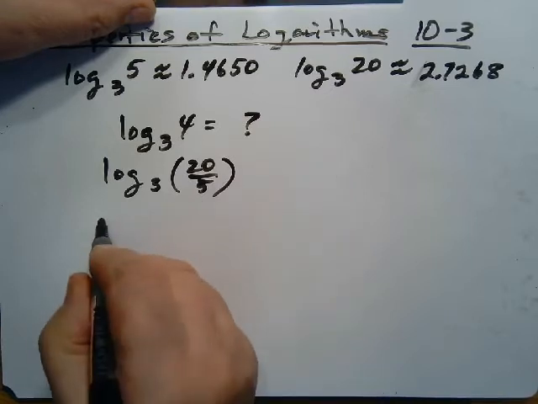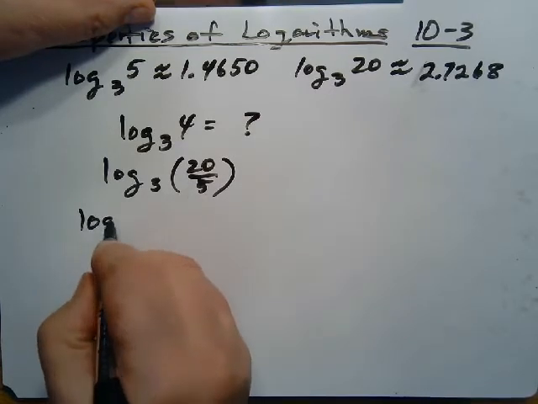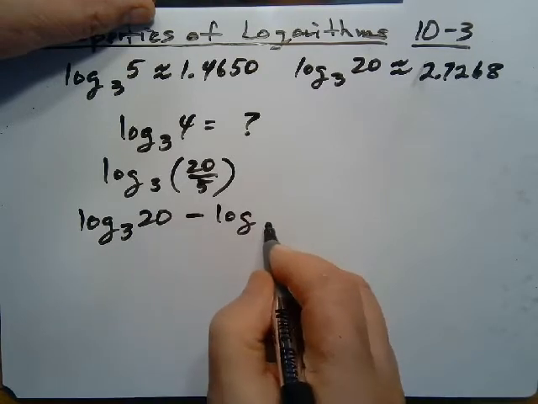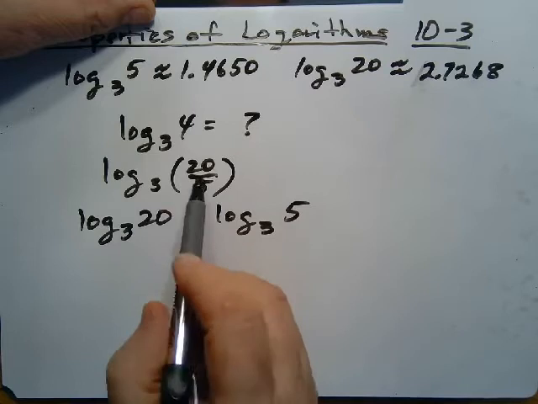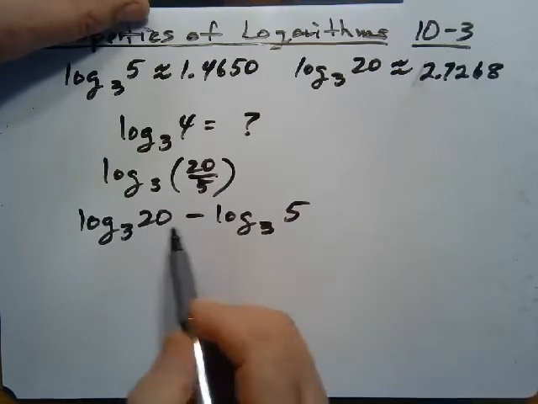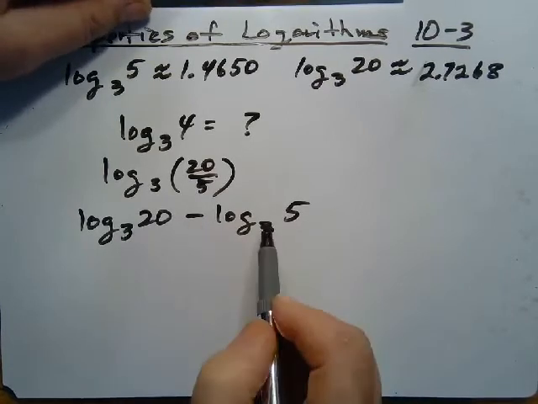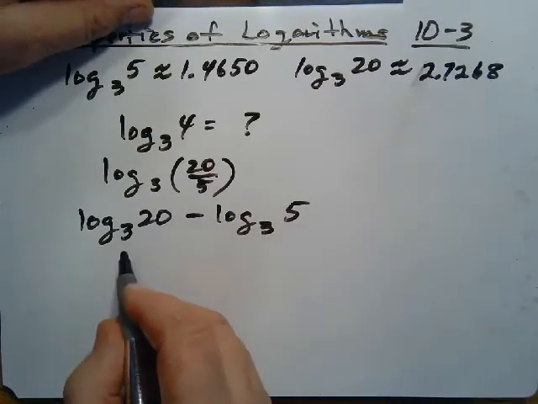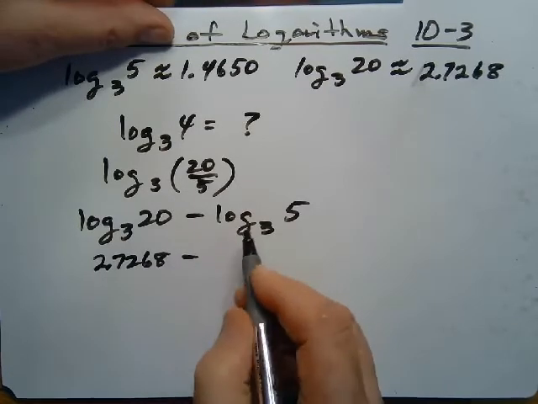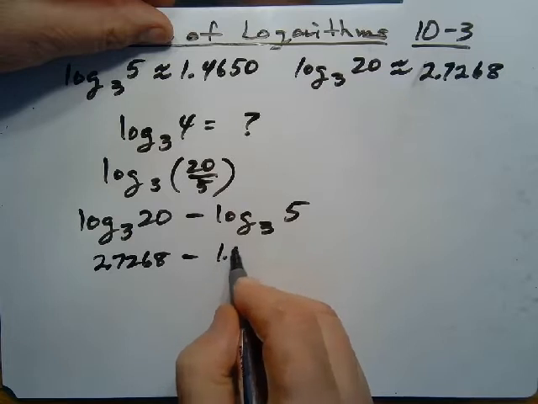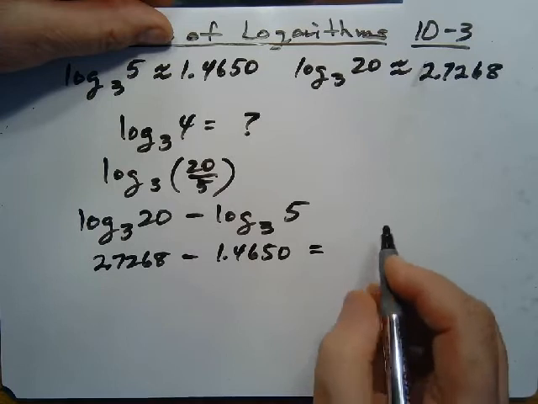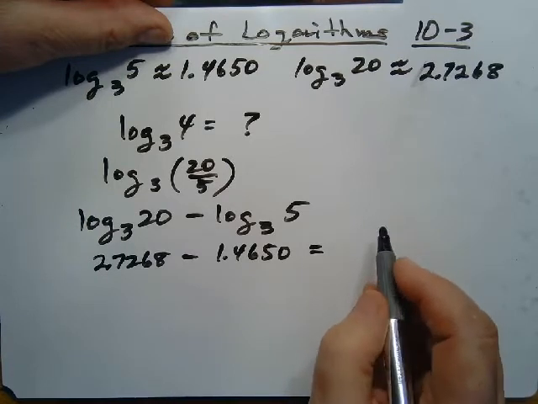So now using the properties of logs, and this is division, I'm going to go log base 3 of 20 minus log base 3 of 5. Now, why am I subtracting? Because it's division. Anything in the denominator will have a minus sign in front of it. So if this is the right setup, now I'm just going to substitute the numbers in here. Log base 3 of 20 is 2.7268, and log base 3 of 5 is 1.4650. You can subtract it manually if you wanted to, but if you want to use your calculator, you can do that also.